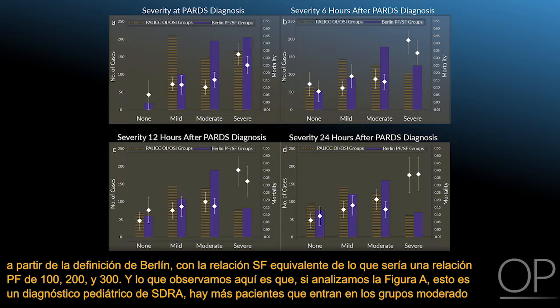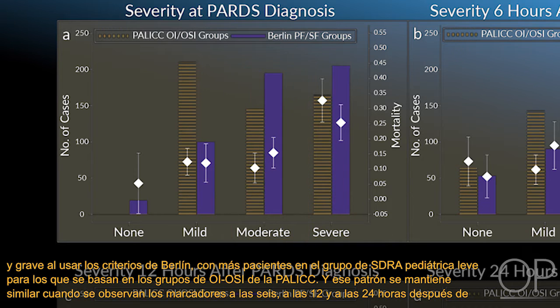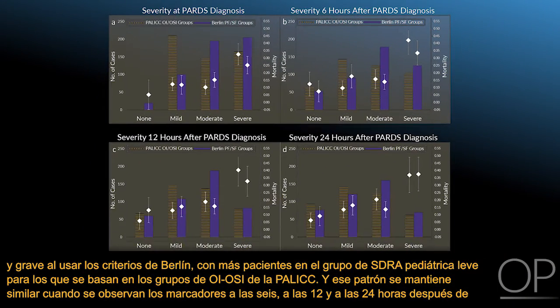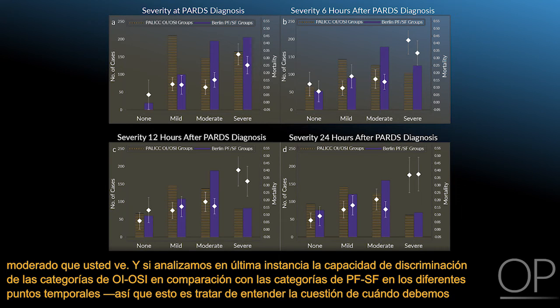And what we see here is if we look at figure A here, this is at pediatric ARDS diagnosis, there are more patients that fall into the moderate and severe groups using the Berlin criteria, with more patients in the mild pediatric ARDS group for those based on the PALICC groupings of OI, OSI. And that pattern stays similar when you go to 6 and 12 and 24 hours, although you start to get more congruence between the two over time, that pattern starts to stabilize. But certainly the severe ARDS group, no matter when you're looking at it, appears to be significantly different than those other mild and moderate groups that you see.